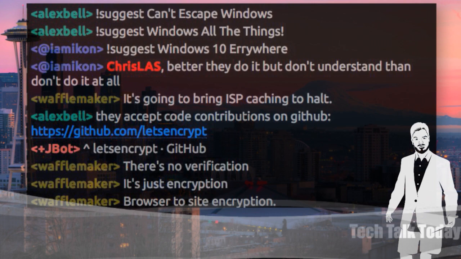So it's browser to site encryption. It's just encryption. There's no verification. Okay. I am really looking forward to them launching and playing with it and getting some more hands-on with it.